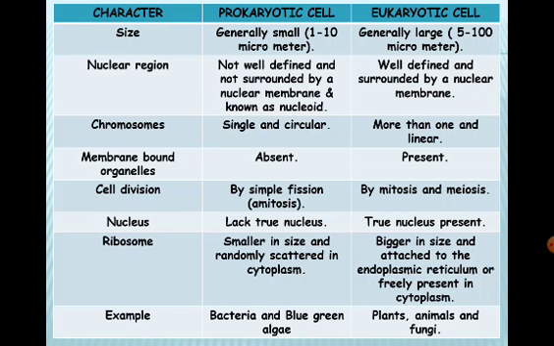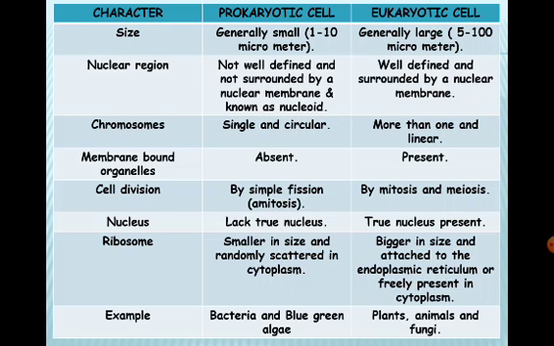Now let's see the chromosome. The chromosome is single and circular in prokaryotic cells and more than one and linear in eukaryotic cells. Membrane-bound cell organelles: there are many cell organelles available, let's say Golgi apparatus, endoplasmic reticulum, mitochondria, chloroplast. These are membrane-bound cell organelles. They are absent in prokaryotic cells but present in eukaryotic cells. About cell division, prokaryotes undergo simple cell division. You have studied this in class 8th, I think. And eukaryotes undergo mitosis and meiosis.